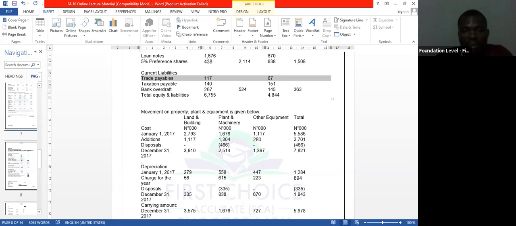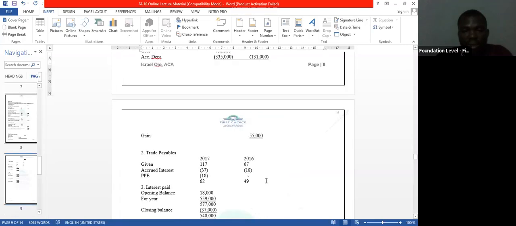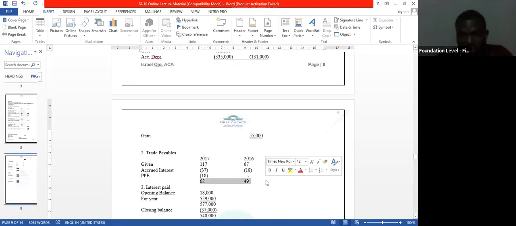Okay, this is what we're going to use to calculate our receivables. We are not going to use that one in the question because the adjustment has not been done on it. We're going to use the one that the adjustment has been done on, which is 62 and 49. And what we also need is purchases, so we need our purchases here.